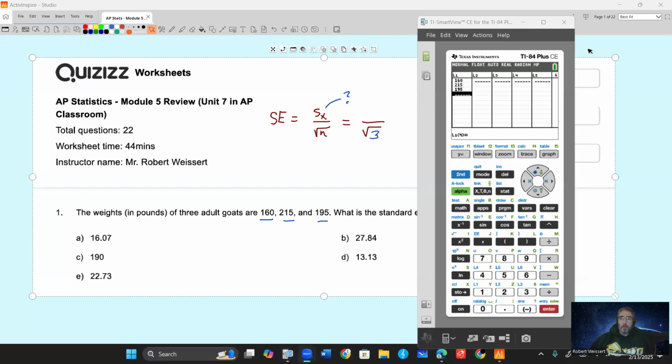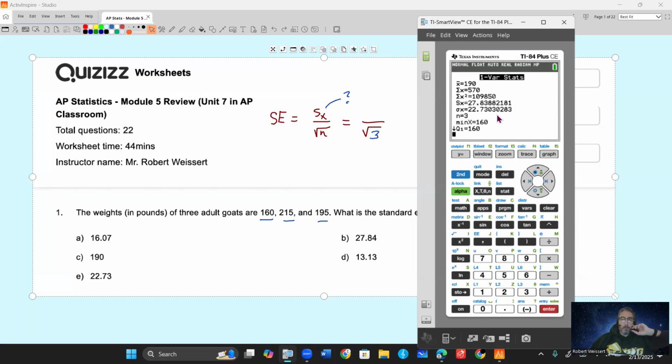By now, you should be familiar with using the lists to get the descriptive statistics. So I'm going to put those three numbers in L1, go over to stat, calc, one variable stats, and just keep it as L1, no frequency. And you're going to get all your stuff that you need, your mean, your sum. But the most important part is this S of X here, which is 28.8388. So we're going to write that down and put it in our calculator.